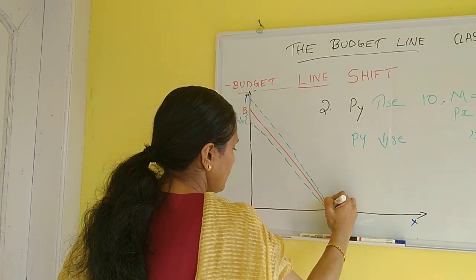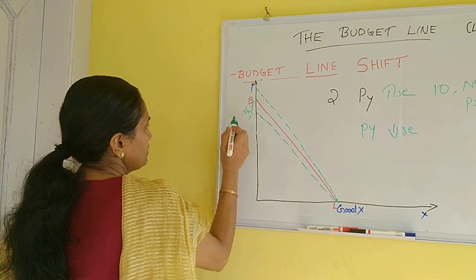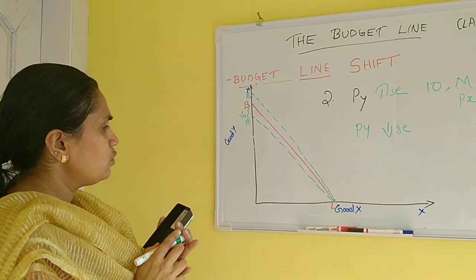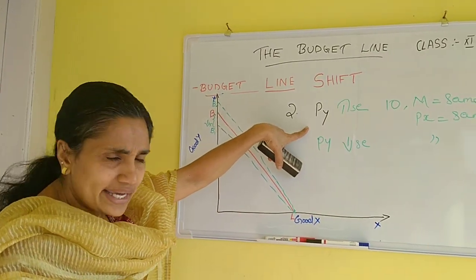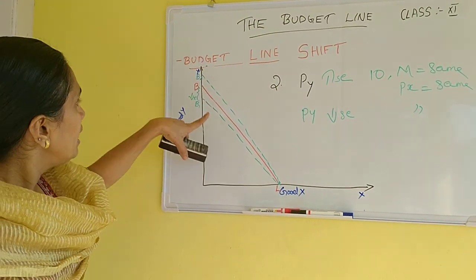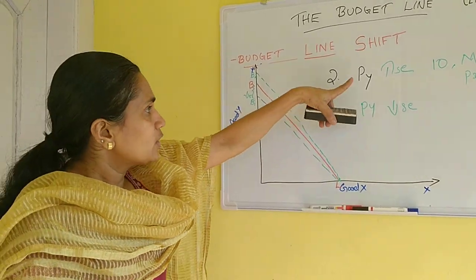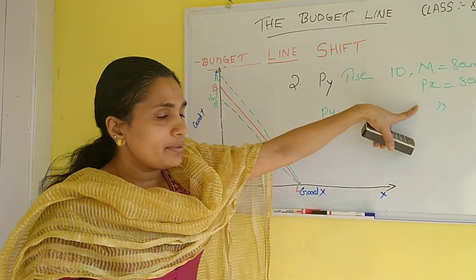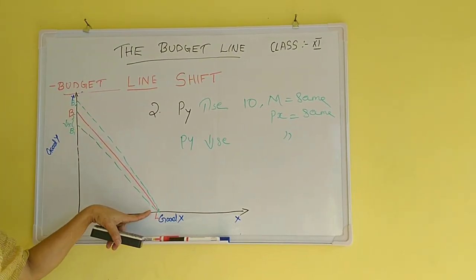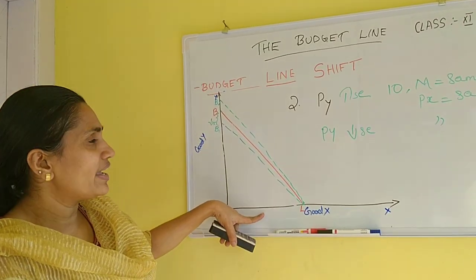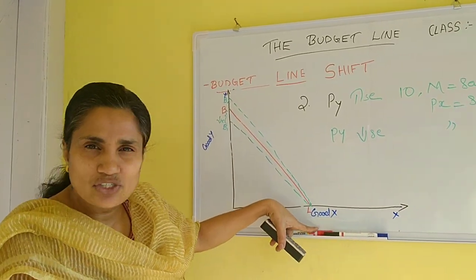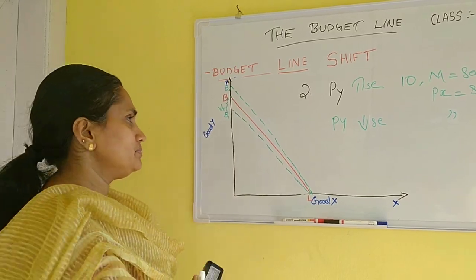See, this is the shape. This is B1, suppose B1, and this is B2. When the price of Y increases, and income and price of X remain the same, the budget line will be B1L. When the price of Y decreases, and income and price of X remain the same, the budget line will be B2L. Okay, this is the case where the price of Y changes and income and price of good X remain the same.